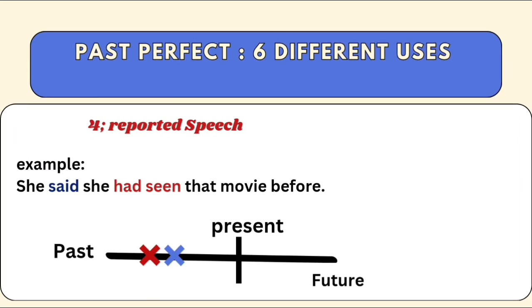Reported speech. I have seen that movie before. So you can say, she said she had seen that movie before. So the seeing of the movie, she saw the movie in the past, and then in the past, the second action in the past was saying, I have seen that movie before. So she said she had seen that movie. So have seen becomes had seen.